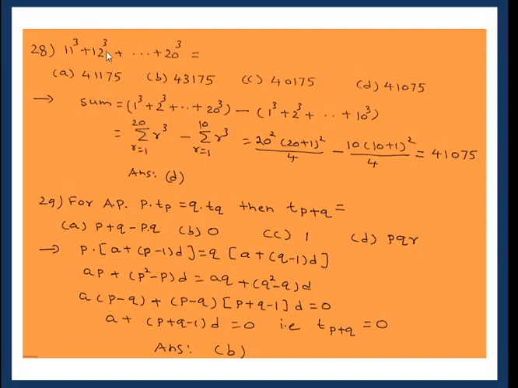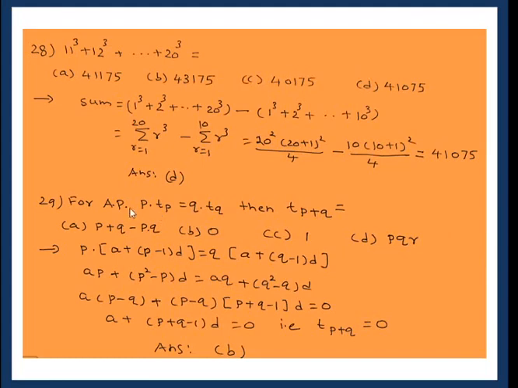See, this can be used using sigma notation but cannot be evaluated. Minus sigma r cube, R goes from 1 to 10. What is sigma r cube? N square into n plus 1 square by 4. So here put n equal to 20, here put n equal to 10. Simplify. For this you will require 10 to 15 seconds. You have to reduce this time. Finally you get 41,075. So the correct option is D, Delhi.